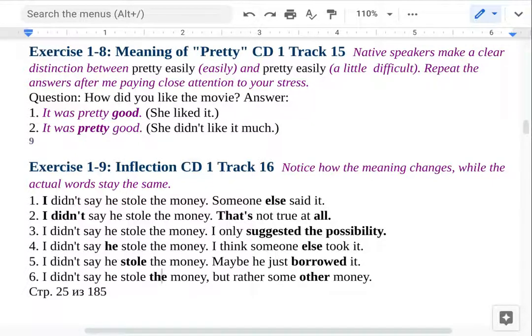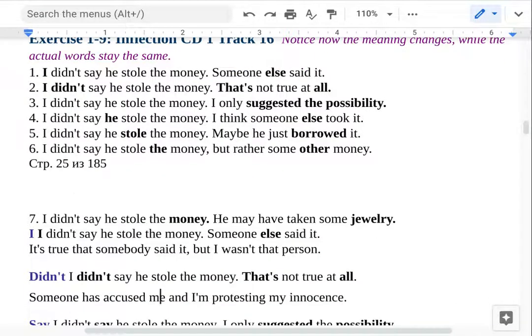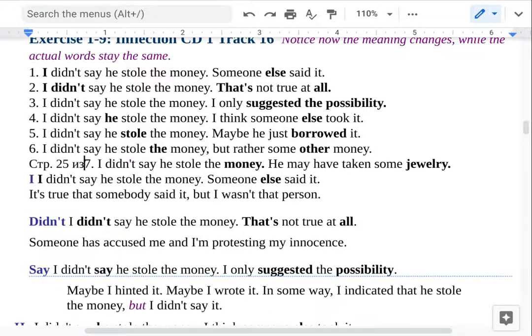Exercise 1-9. Inflection. Notice how the meaning changes while the actual words stay the same. 1. I didn't say he stole the money. Someone else said it. 2. I didn't say he stole the money. That's not true at all. 3. I didn't say he stole the money. I only suggested the possibility. 4. I didn't say he stole the money. I think someone else took it. 5. I didn't say he stole the money. Maybe he just borrowed it. 6. I didn't say he stole the money, but rather some other money. 7. I didn't say he stole the money. He may have taken some jewelry.